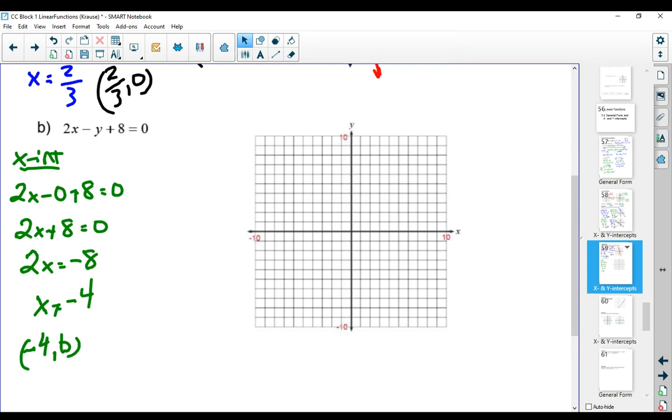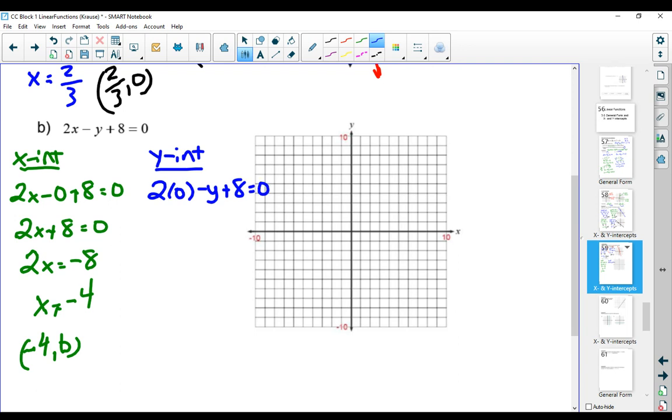For y-intercept, we let x equal 0. So 2 times 0 minus y plus 8 equals 0. Negative y, again, remember that negative? Negative y plus 8 equals 0. So y equals 8. And so my coordinate there would be (0, 8).